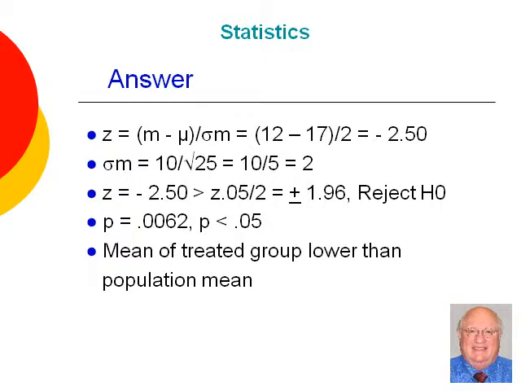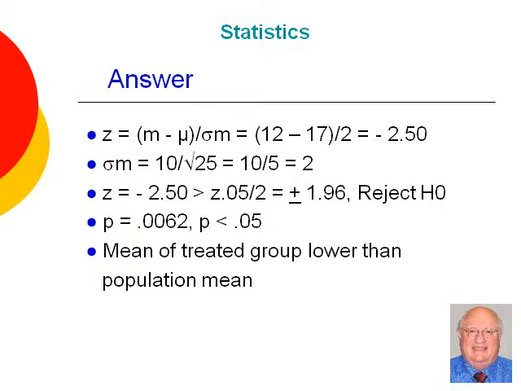Well, we get a very different answer now. Using the new formula, z is going to be equal to 12, the sample mean, minus 17, the population mean, divided by 2, the standard error of the mean. So our test statistic is now a negative 2.50. Remember, the standard error of the mean is the standard deviation of the test in the population divided by the square root of the sample size, or 10 divided by 5, which is equal to 2.